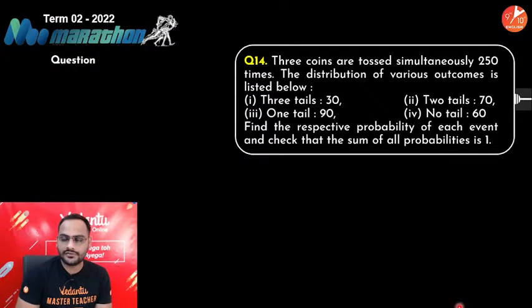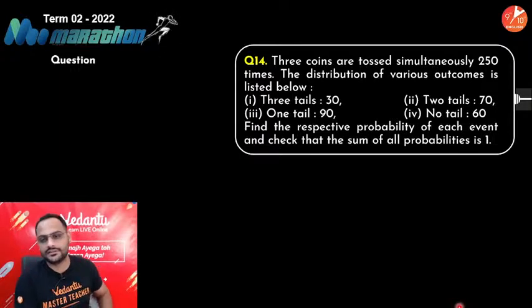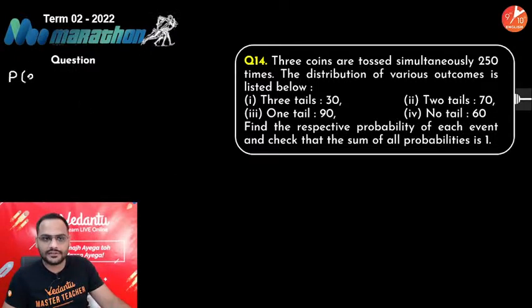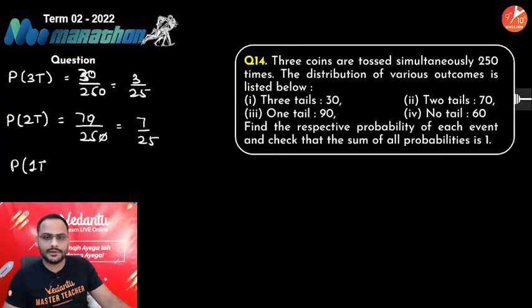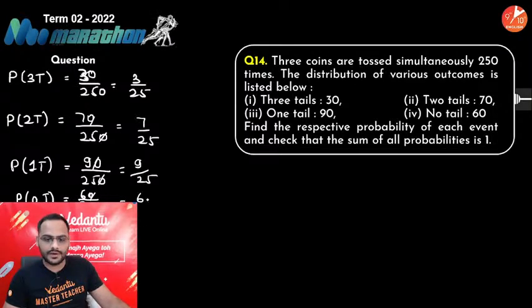3 coins are simultaneously tossed 250 times. The distribution of various outcomes is listed below. Find the respective probability of each event and check that the sum of all probabilities is 1. ठीक है? तो बेटा यहाँ पे it's pretty easy. Probability of getting 3 heads will be 30 by 250, which is equal to 3 upon 25. Probability of getting 2 tails will be 70 upon 250, which is 7 by 25. Probability of getting 1 tail will be 90 upon 250, which is 9 by 25. And probability of getting no tails will be 60 upon 250, which is equal to 6 by 25.